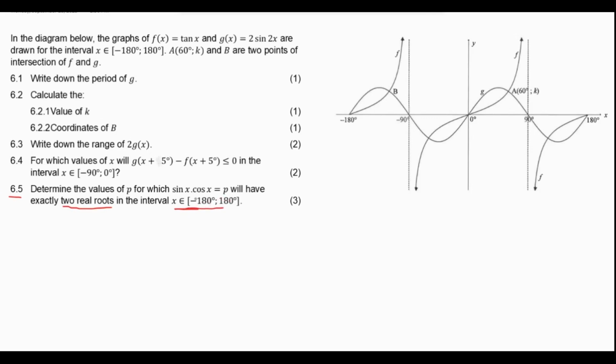What we have here is sin x cos x = p. If you see this, what do you remember? Remember the double angle formula. Remember that sin 2x is equal to 2 sin x cos x. You see that we have this sin x cos x.